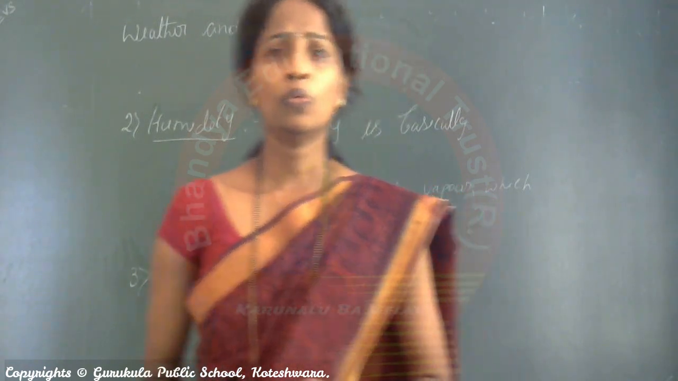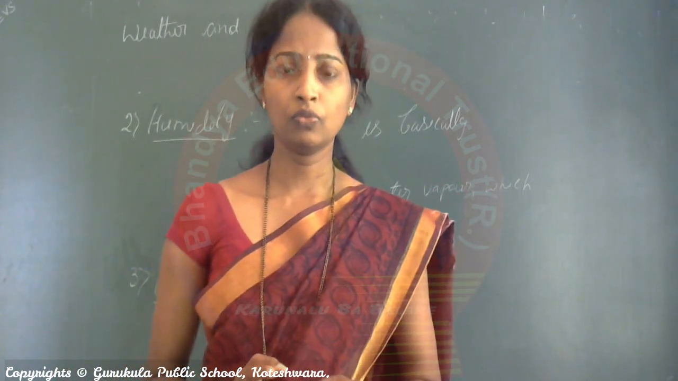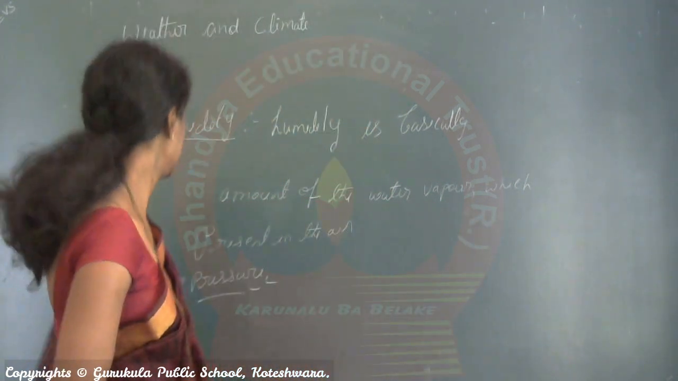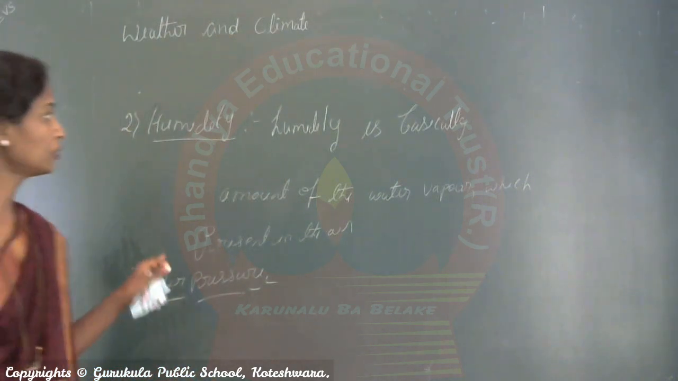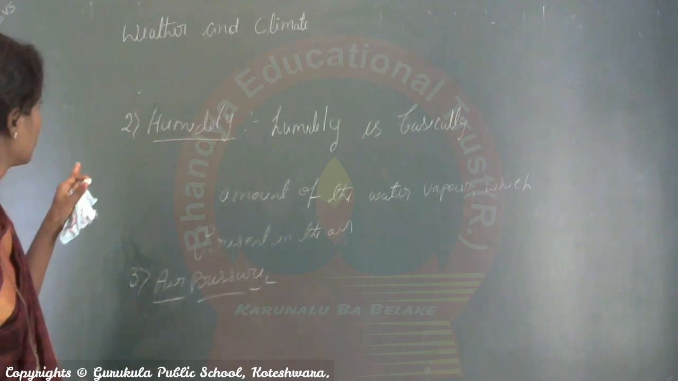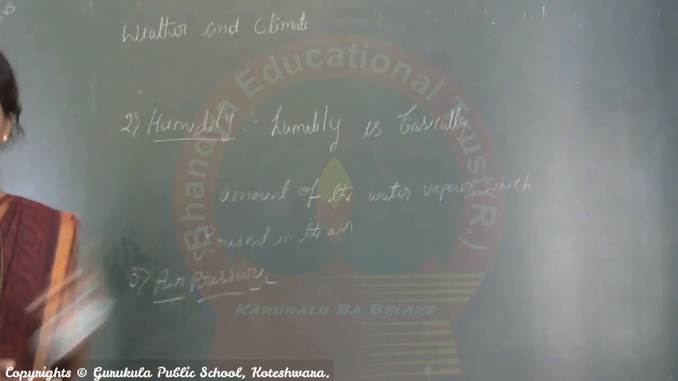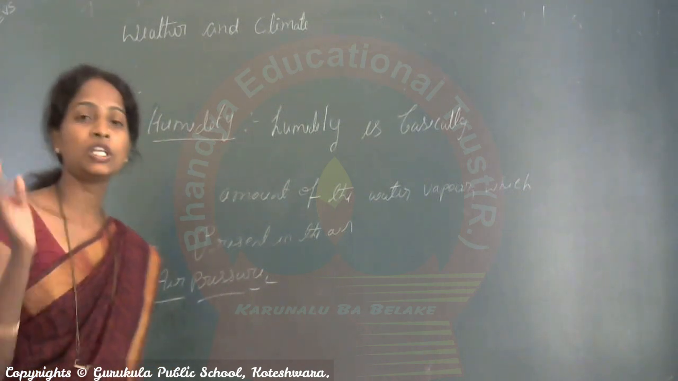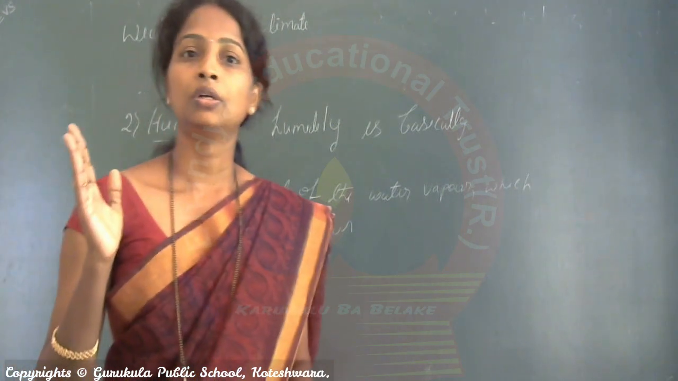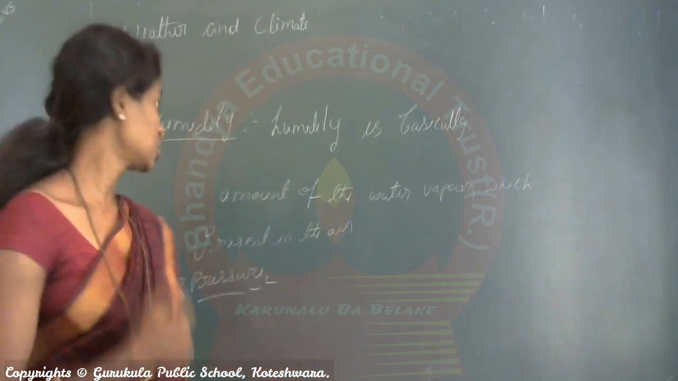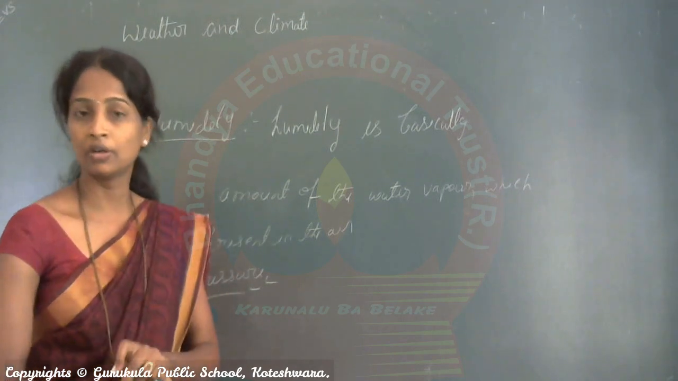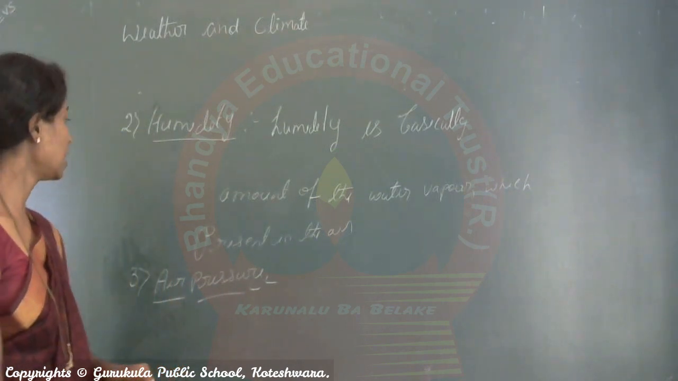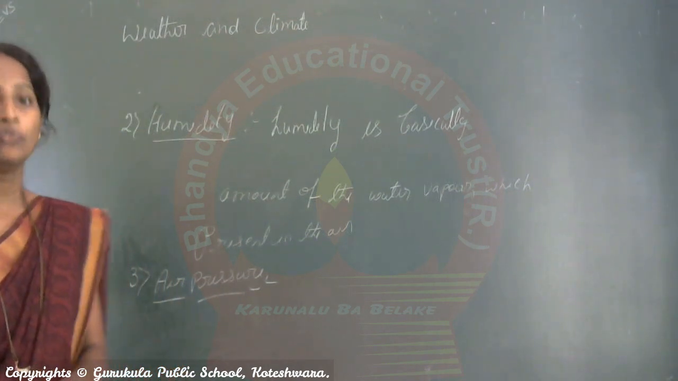See, movement of the wind. What is the movement of the wind, children? Do you know? The movement of the wind is caused by air pressure. Air pressure also we have to consider when we talk about the weather condition, and movement of the wind also affects the weather condition. See, first one is temperature, second one is humidity, third one is air pressure, and fourth one is movement of the wind.